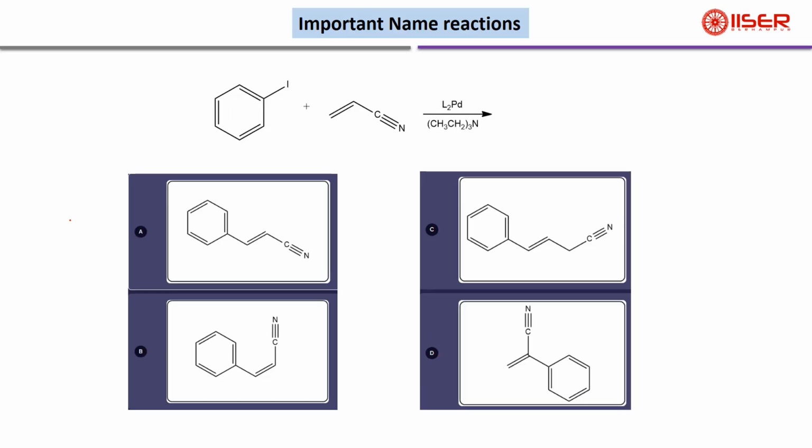Okay. What will be the product of this coupling reaction? This is also a Heck coupling. Whenever there is no other metal given other than palladium, that is called Heck coupling. If, along with palladium, any other metal is also given, that is a different coupling reaction based on the nature of the metal.